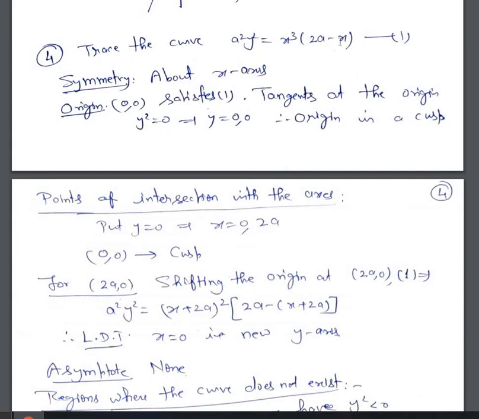Since 0, 0 satisfies this equation, the curve passes through the origin and tangents at the origin are obtained by equating lowest degree term equal to 0. And the lowest degree term is y square is equal to 0. That means y is equal to 0, 0. And because tangents are identical, therefore origin is a cusp. So the point where tangents are identical is known as a cusp.